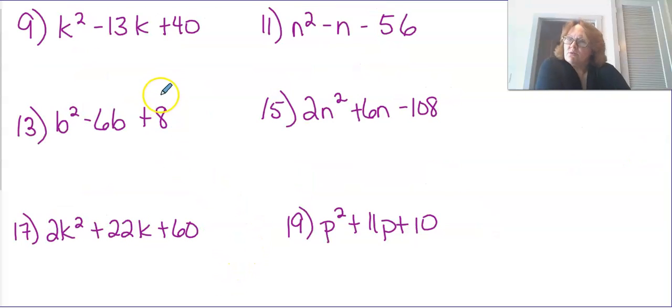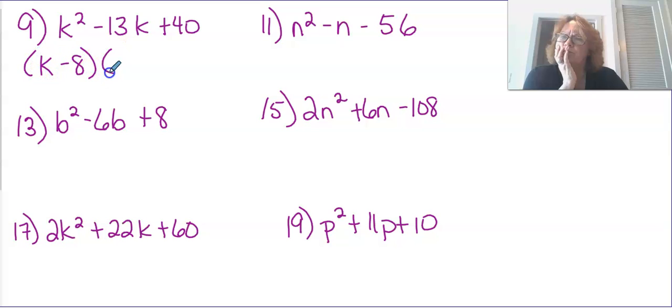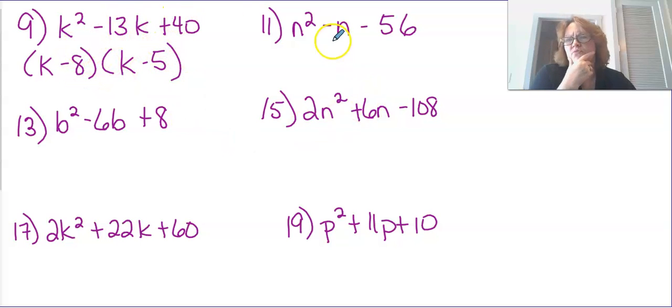Okay, so moving on, here's number 9. I need a factor pair for 40 that when I add or subtract, I get 13. That's going to be 8 and 5, both negative. Negative 8 plus negative 5 is negative 13. Negative 8 times negative 5 is positive 40.